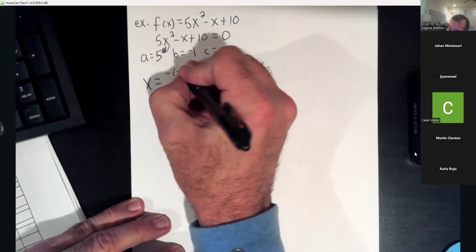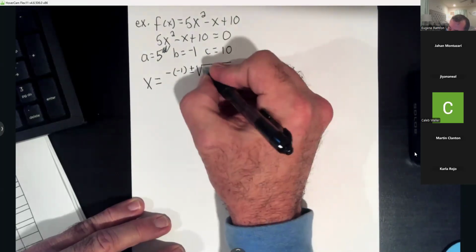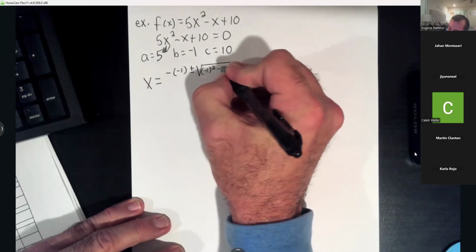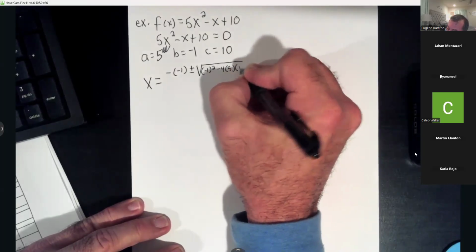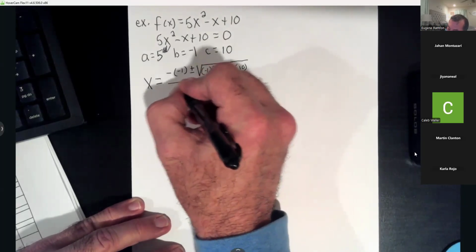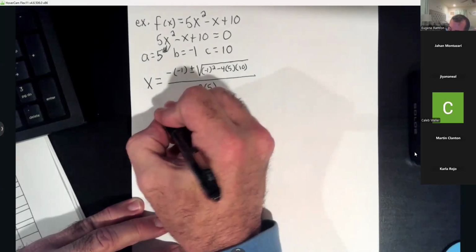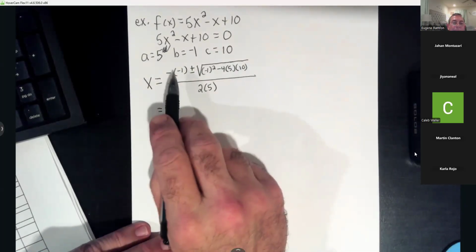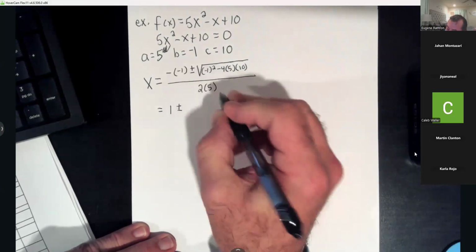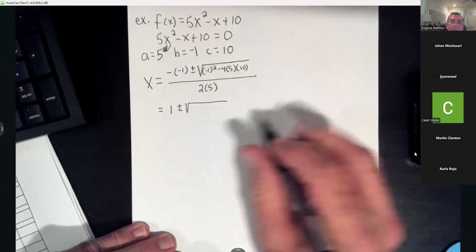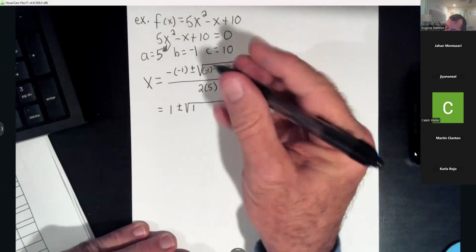Negative B, which is a -1, plus or minus square root, -1 squared, minus 4 times A, which is 5, times C, which is 10, all over 2 times 5. All right, y'all, so let's see. That negative times negative is going to make that a +1, plus or minus. So a lot of my work's under here again. So -1 times -1 is a +1.